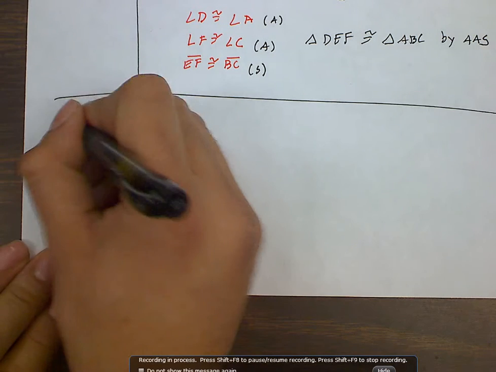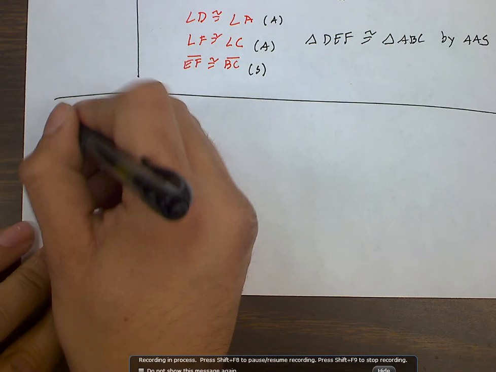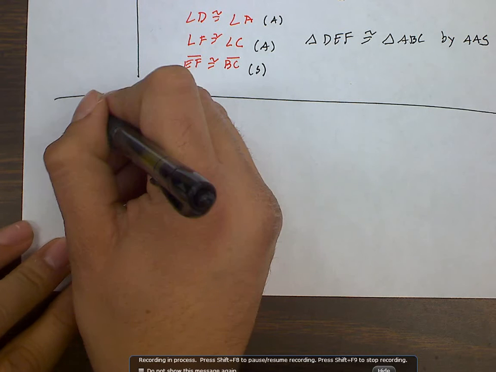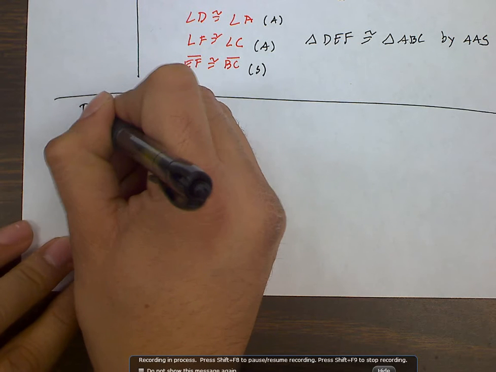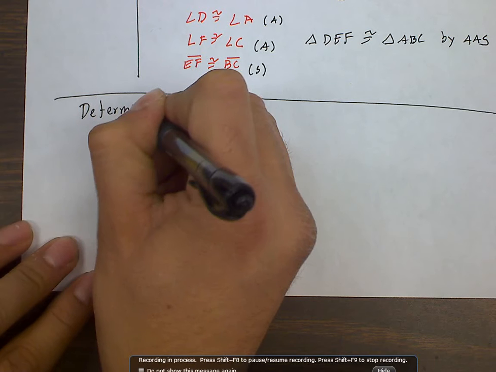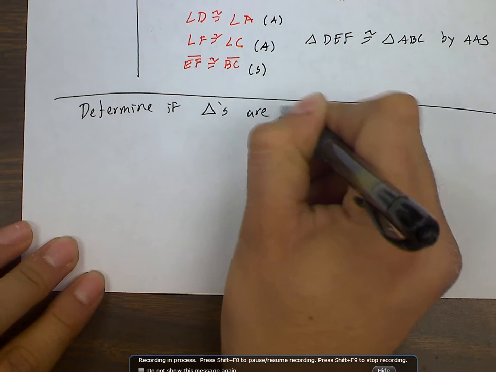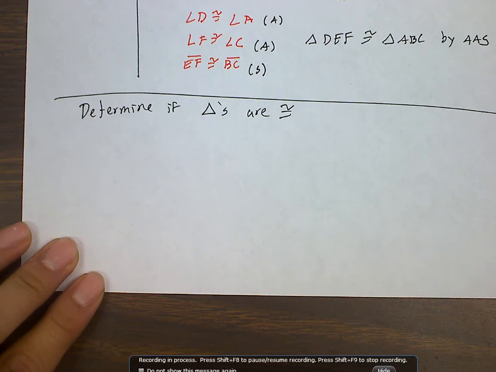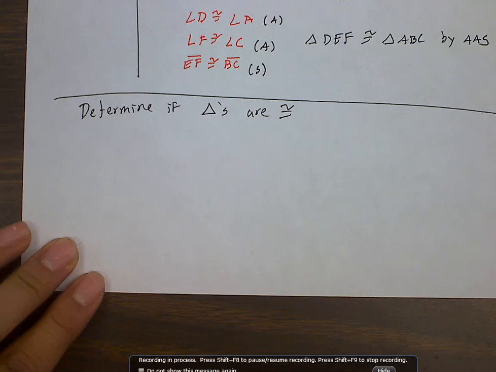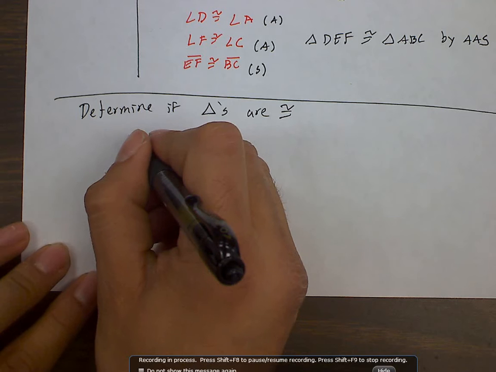So let's see. We're going to show or determine if triangles are congruent. Okay, if we say yes, we're going to say why. If they say no, we're going to explain why. So let's say I have this.